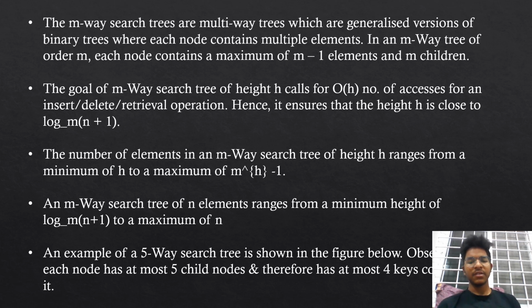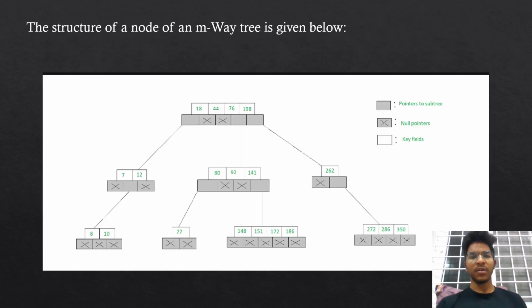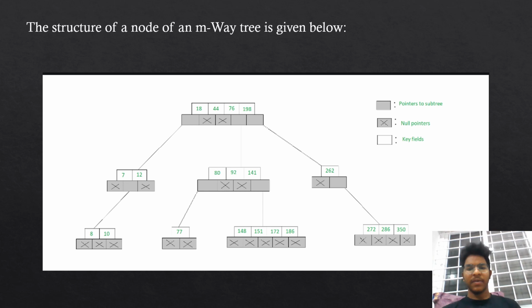An example of a five-way search tree is shown in the figure below. Observe each node has at most five child nodes, and therefore at most 4 keys. The structure of a node of an M-way tree is given below. We can see there are pointers to the subtrees, null pointers, and key fields. And here is an example of the M-way search tree.